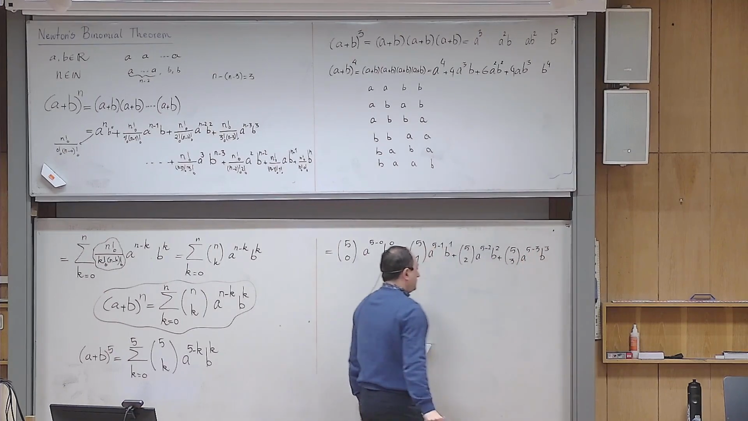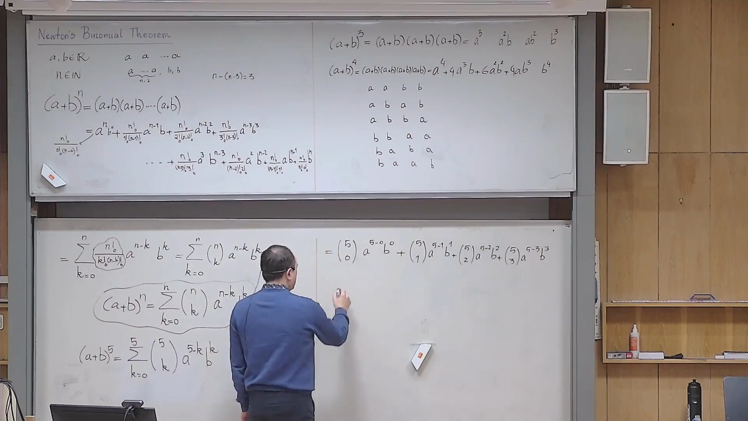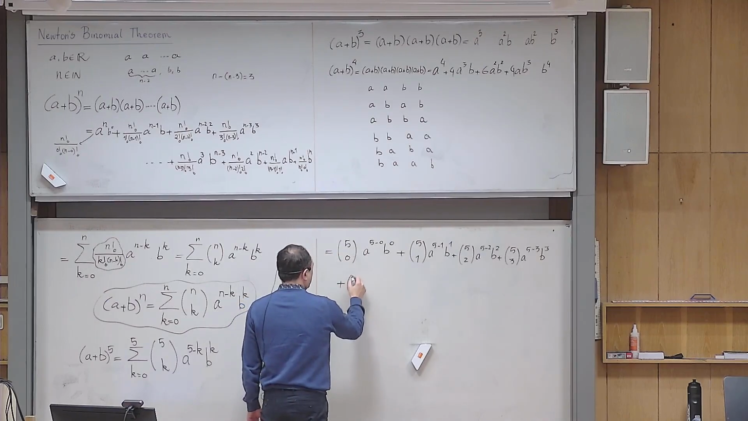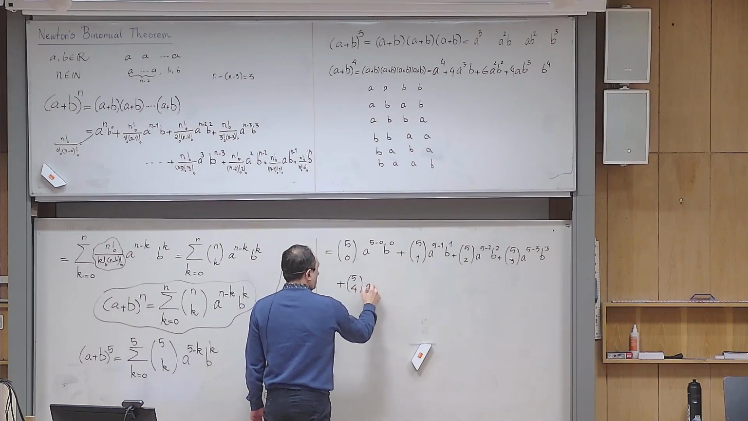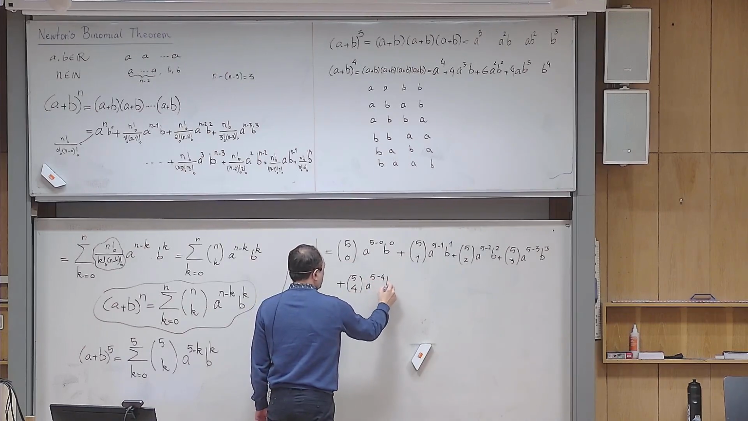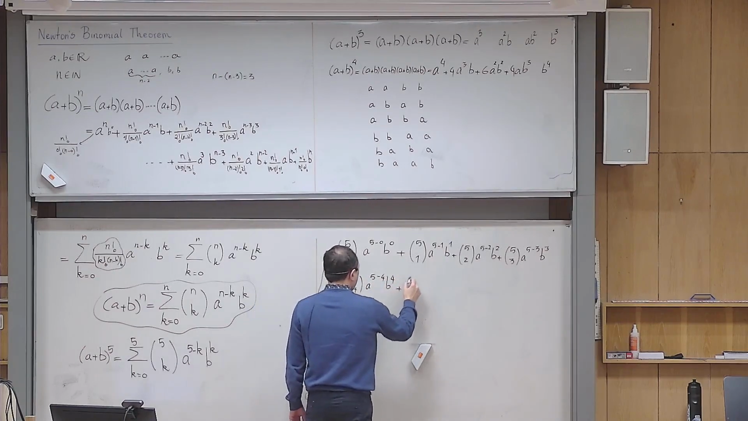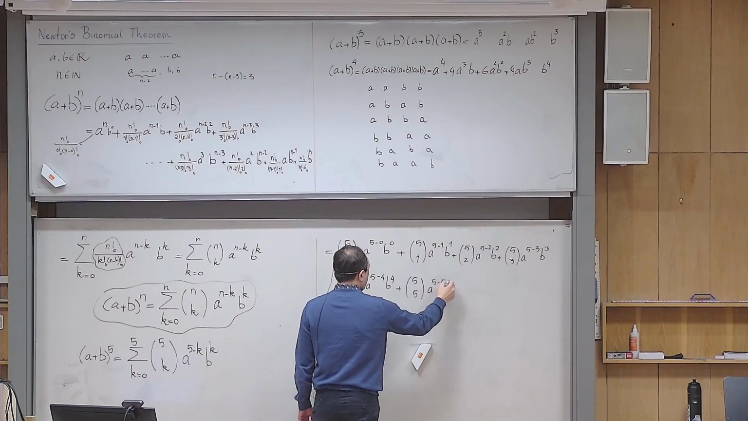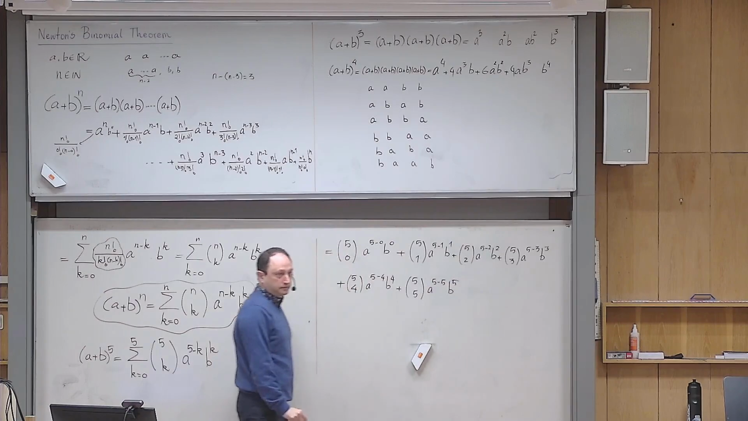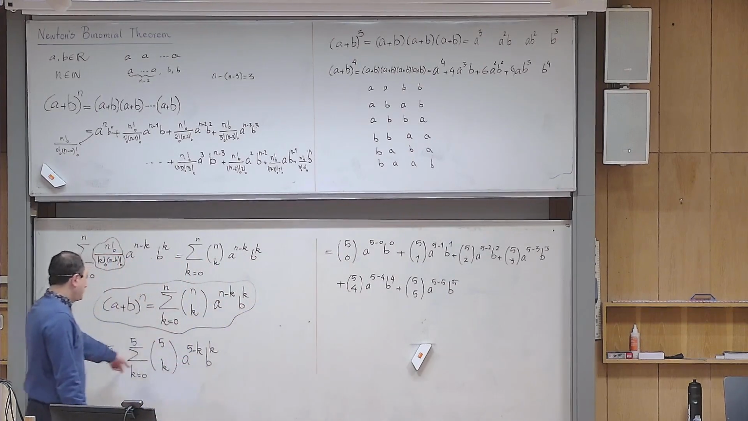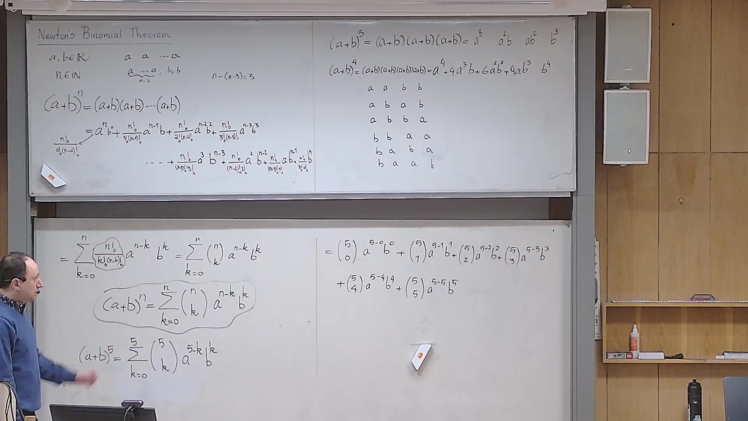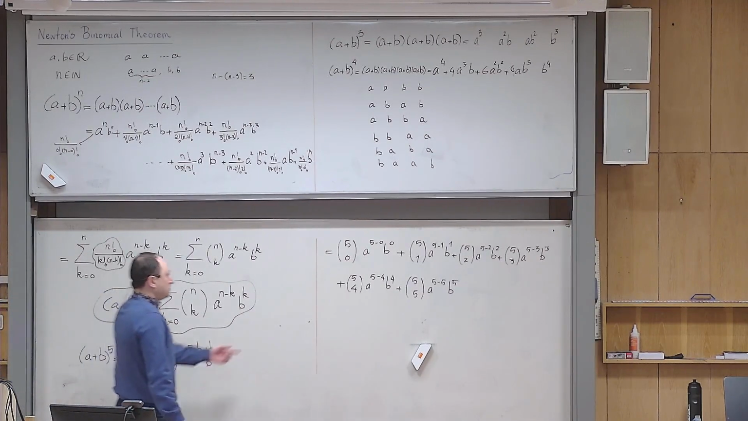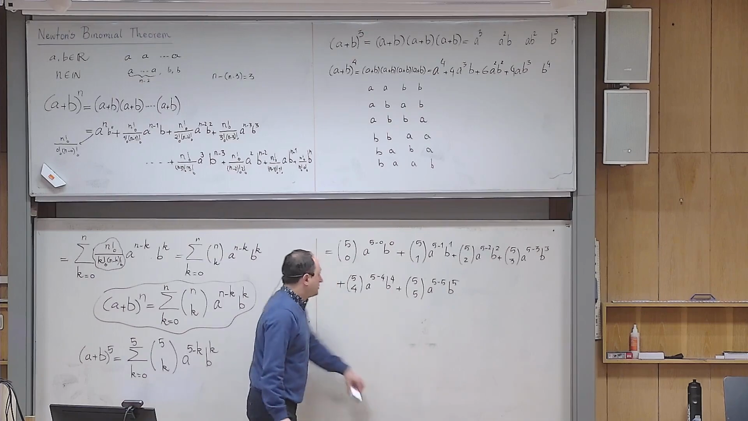You can do a lot of calculations in your head. I am just intentionally writing it for the first time. So a to the power of 5 minus 4, b to the power of 4. And finally, I have 5 choose 5, a to the power of 5 minus 5, b to the power of 5. Yeah, is that clear? So I'm just expanding that sigma. I told you, you really don't need to write it so much. You can do these calculations in your head. But let me just do it.